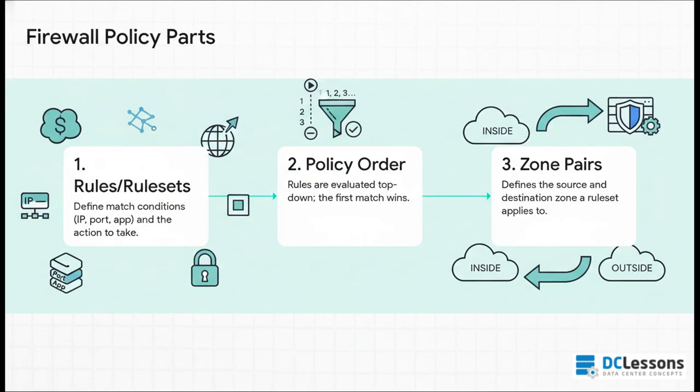Building out a policy really comes down to these three core steps. First, you create your rules. This is where you define what you're looking for. Maybe it's traffic from a specific app like Salesforce or from a certain IP address.